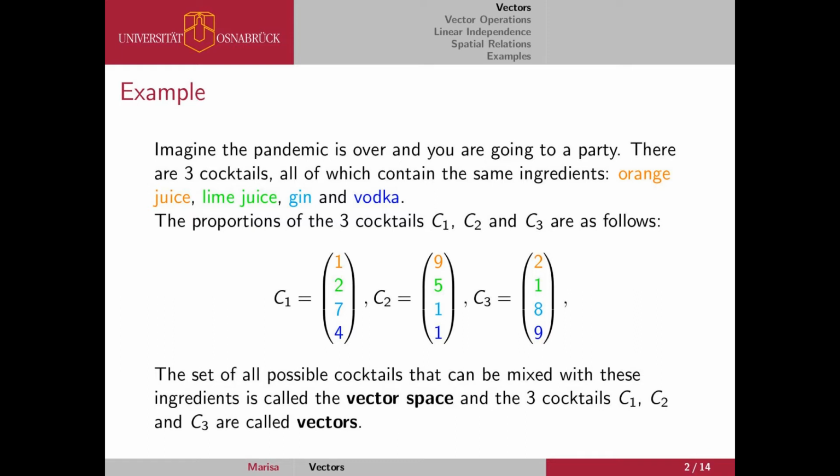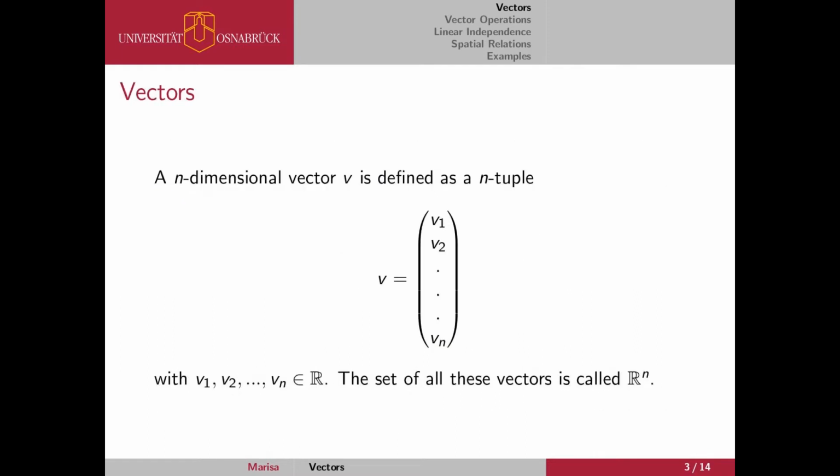So far for the motivation and why vectors are useful representations. But let's continue with a more general description now. An n-dimensional vector v is defined as an n-tuple, so it has n elements denoted with v1, v2, and so on until vn, which you write in one column in parentheses. v1, v2, and so on are all elements of the real numbers. Now, the set of all these possible vectors with this definition is called R to the power of n.